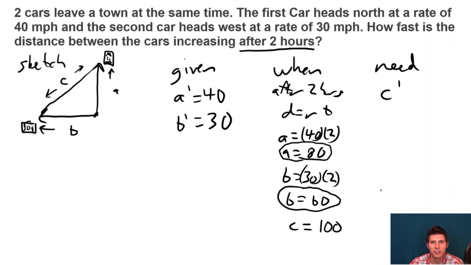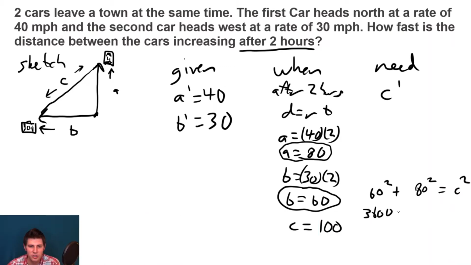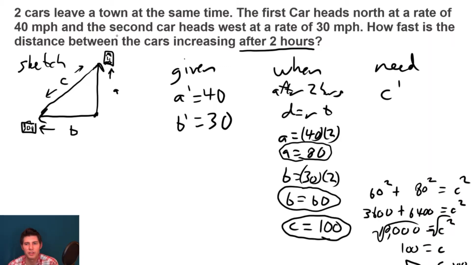If you don't understand the 3, 4, 5 shortcut, then it would be 60 squared plus 80 squared equals c squared. 60 squared is 3600. 80 squared is 6400. Add those together, you get 10,000. And square root, and you get 100. But it's just a special case of a 3, 4, 5 triangle. So now we have everything we're going to need.